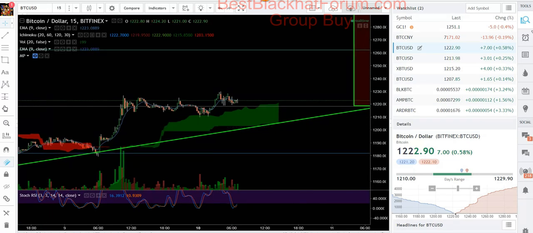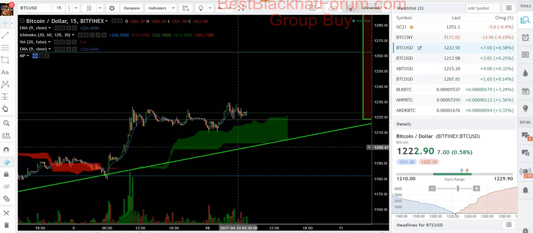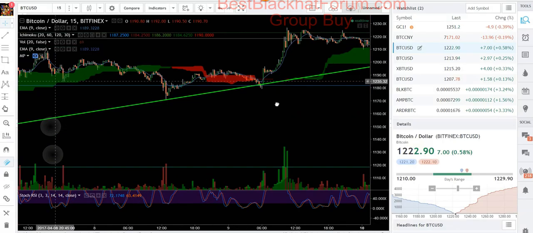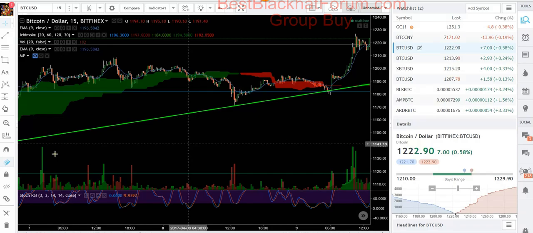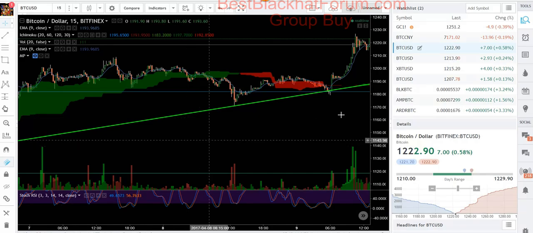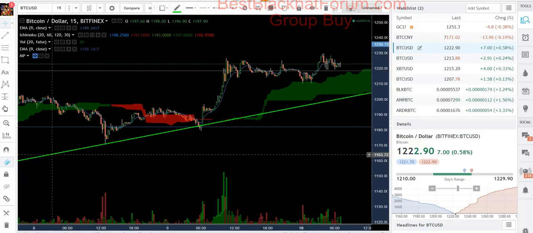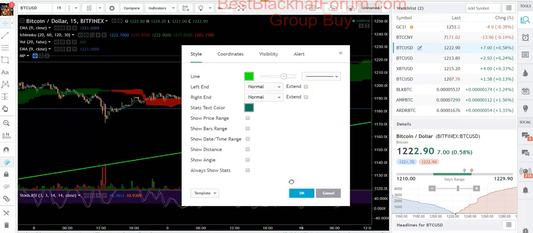Let's fix it there. So that's where we're watching for this to break apart. Okay, we're watching for this to respect the 15-minute cloud, and then either bounce off this 15-minute cloud or start to break down into the cloud, and then the next layer of support would be the trend line.